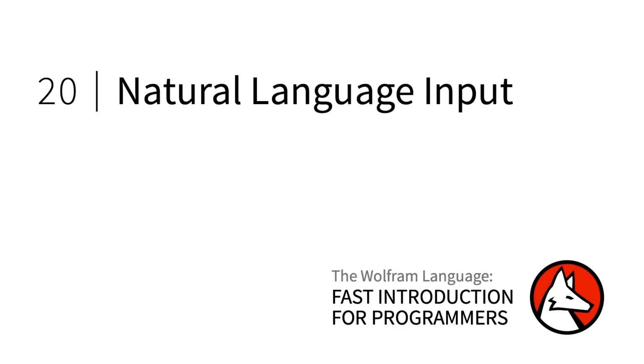Welcome to the Wolfram Language in Section 20 of Fast Introduction for Programmers. This section describes some of the natural language features of the system, which are the features for entering input in plain English. One way to specify that input will be in natural language is to type the equal key as the first character in your input.